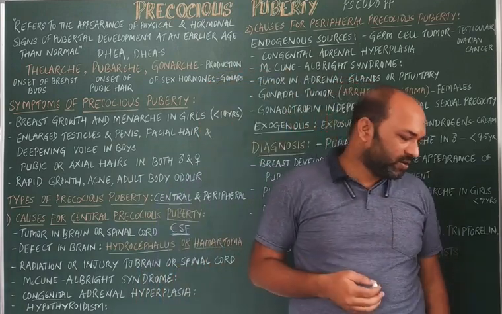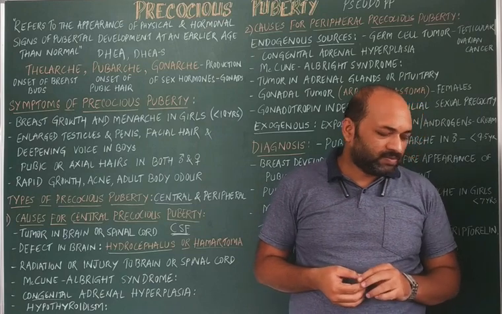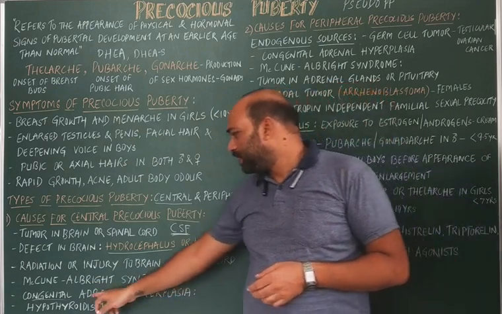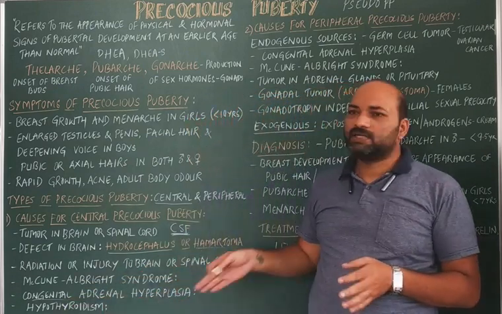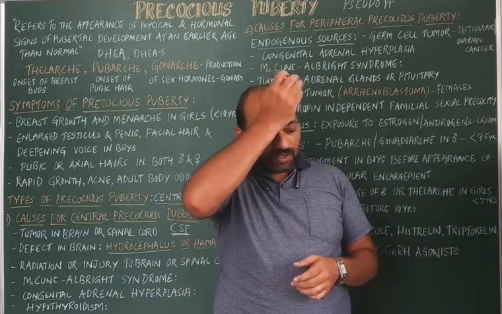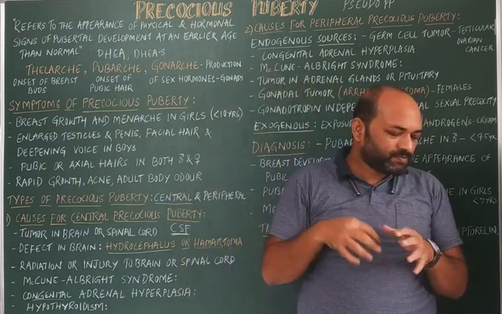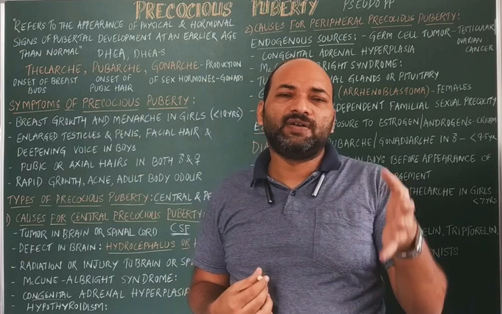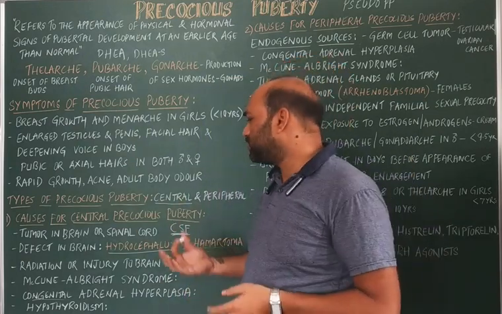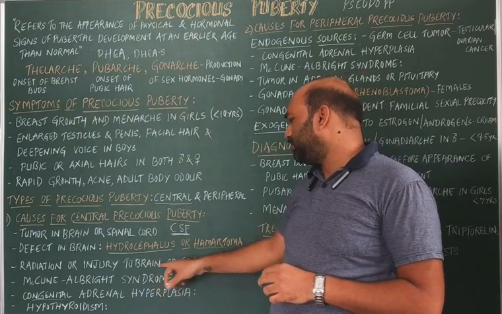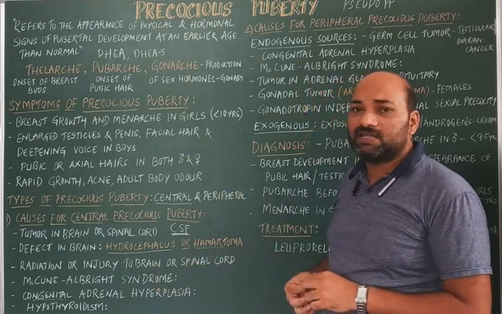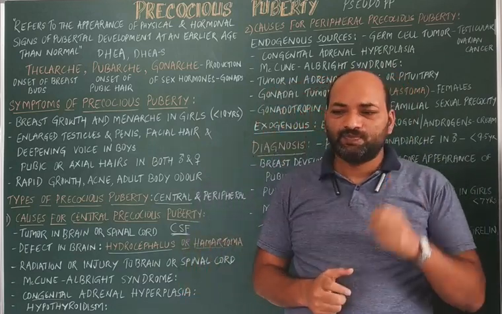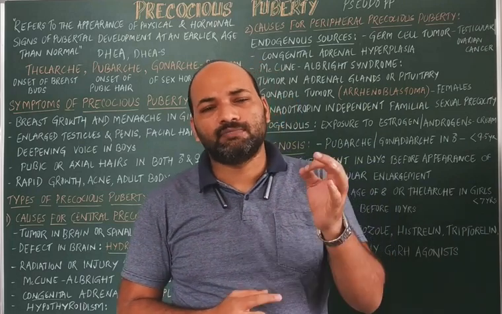So that is one more factor. And by birth itself, if a child has McCune-Albright syndrome or congenital adrenal hyperplasia, then that may also result in precocious puberty. And receiving radiation therapy to the central nervous system, which may result in damage to the brain or spinal cord, so that also may result in precocious puberty. So these are the factors that increase the child's risk of precocious puberty, right?